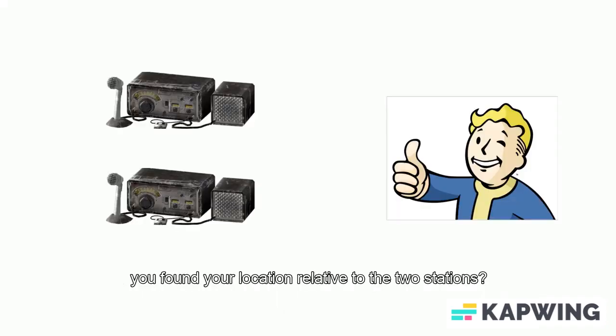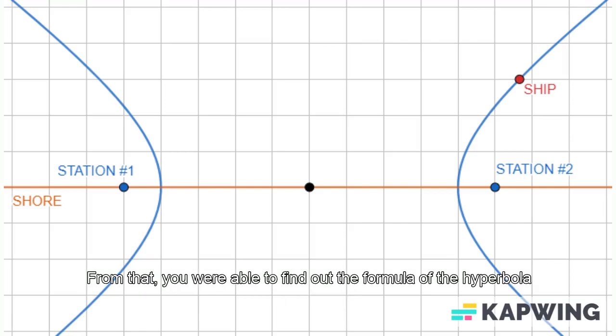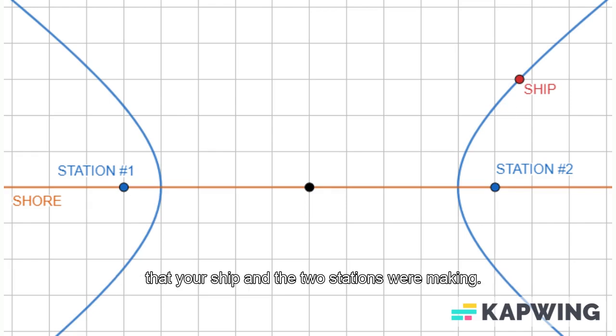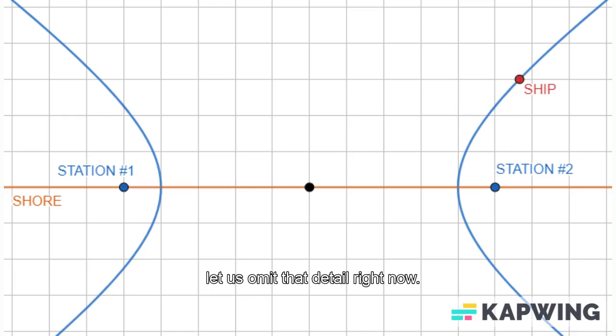Now, were you able to visualize the whole process of how you found your location relative to the two stations? No? Then let us apply what was reviewed. First thing you did was find the difference between the distances of the two stations. From that, you were able to find out the formula of the hyperbola that your ship and the two stations were making. The equation would be x squared over a squared minus y squared over b squared is equal to 1. Of course, a and b are non-zero values, but let us omit that detail right now.